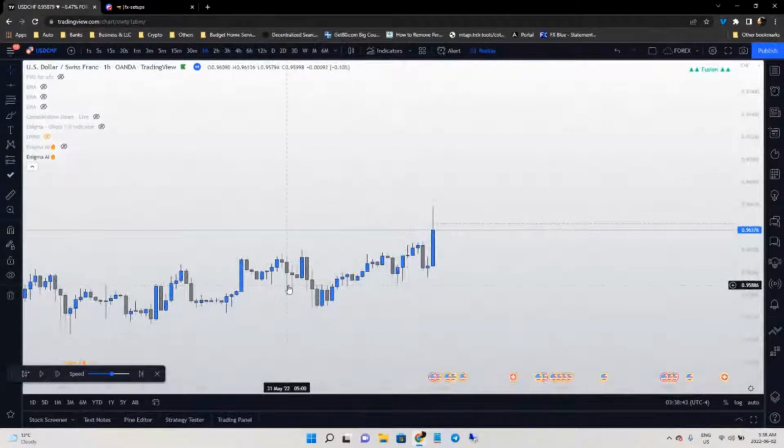Now, so 30th, let's look at the market structure. So it went down here. That was the low of the week. That was on Tuesday. I was going up.